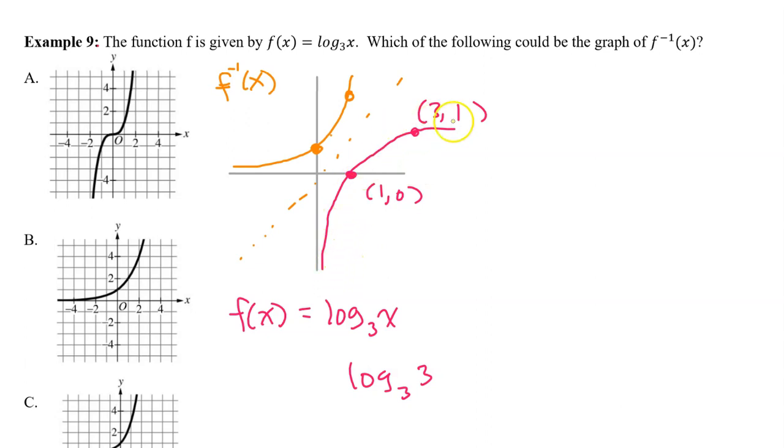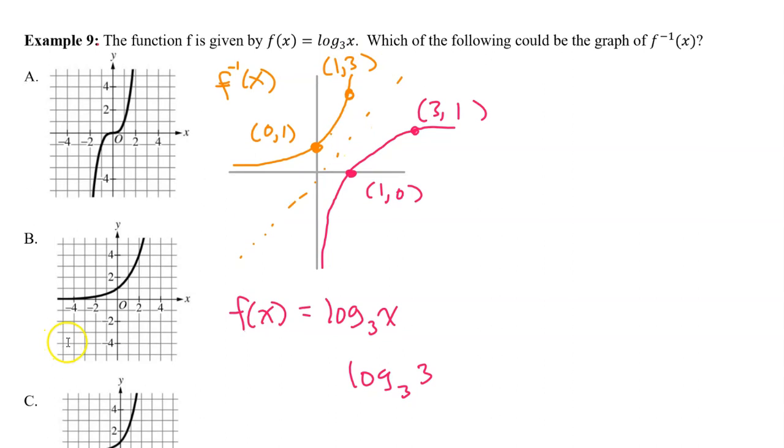The inverse of a log function is an exponential function like this. It's the reflection over the line y equals x, and since the point (1, 0) is on f of x, then the point (0, 1) will be on the inverse. Since the point (3, 1) was on f of x, the point (1, 3) will be on the inverse.